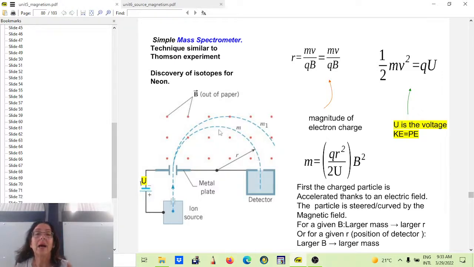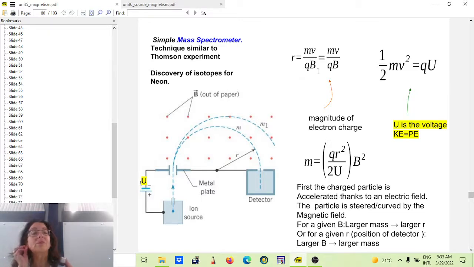And the larger the mass, the larger the radius. Makes sense, because that means it has more inertia. The higher the speed, the higher the radius as well, because if you move really fast, it's harder to make a turn. So you go in two steps. This is what we defined last time. You can use that.